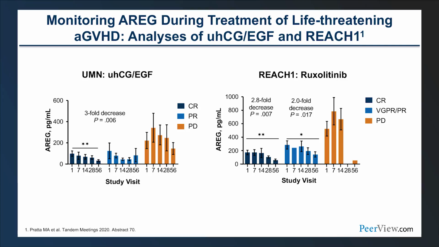But you can see it does take quite some time for the biomarker to decrease in patients who do respond. So a 3-fold decrease in the University of Minnesota cohort, a 2.8-fold decrease in the REACH1 cohort. Patients who do not respond don't have that decrease over time.